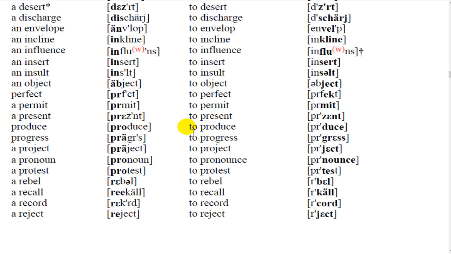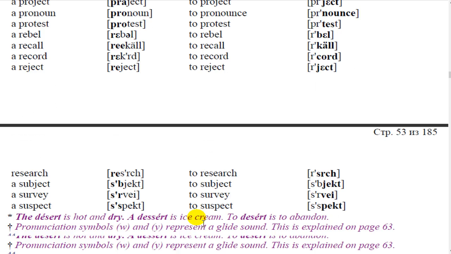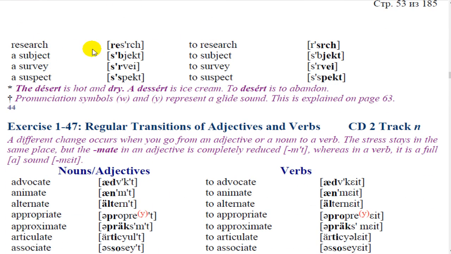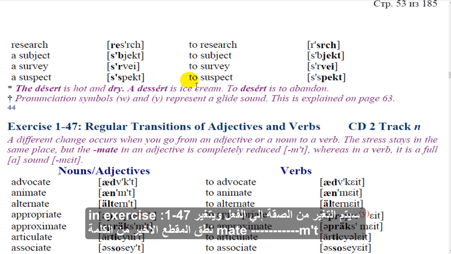A present, to present. Produce, to produce. Progress, to progress. A project, to project. A pronoun, to pronounce. A protest, to protest. A rebel, to rebel. A recall, to recall. A record, to record. A reject, to reject. Research, to research. A subject, to subject. A survey, to survey. A suspect, to suspect.